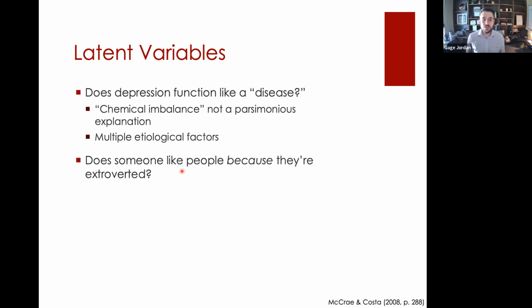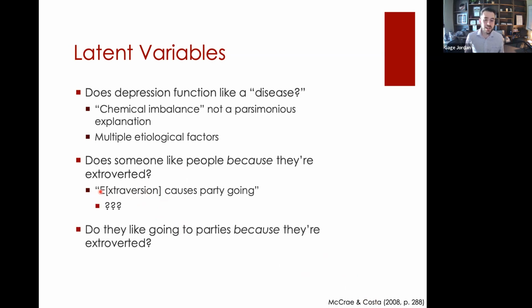When you extend it to personality, does someone like people because they're extroverted, right? McCrae and Costa, formative psychologists who looked at the OCEAN model of personality, extroversion being included, literally say extroversion causes somebody to be a party goer. It's kind of weird to me to think about it that way. Or does somebody like going to parties because they're extroverted? And if you go to parties, that makes you more extroverted. And the more extroverted that you are, the more you like going to parties.